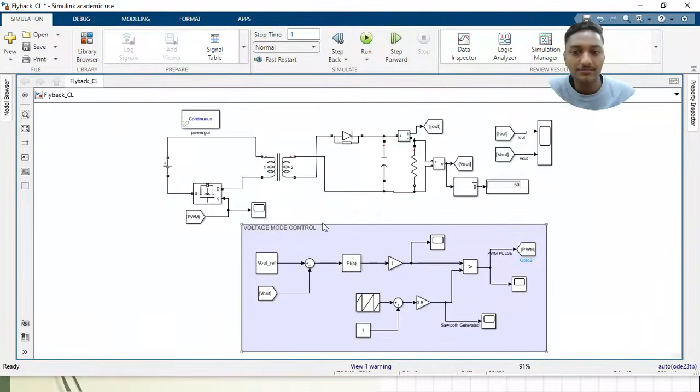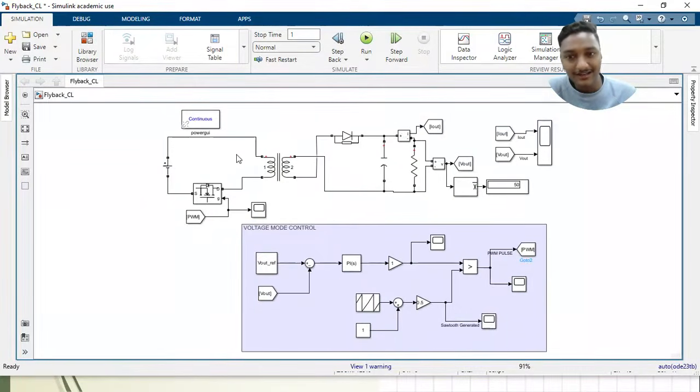Now here is a simple voltage mode control I have considered. I have not tuned the parameters. I will show what the problem is if you do not tune the parameters, what kind of instability you will get, why small signal modeling is required, and why it is important to know how to tune the controller. So you will learn.